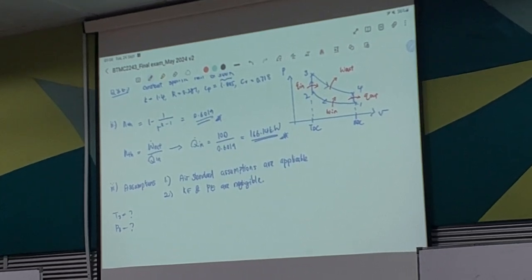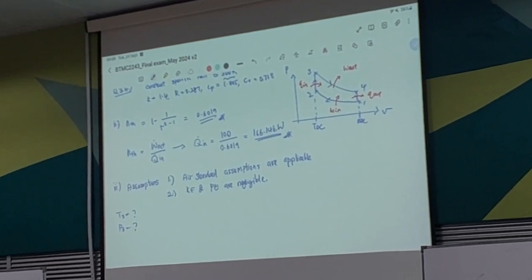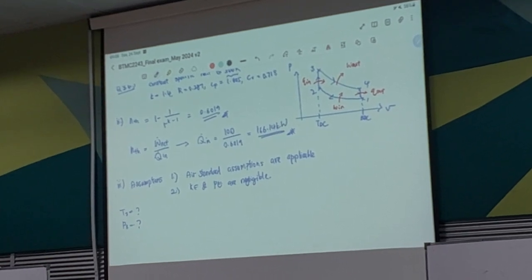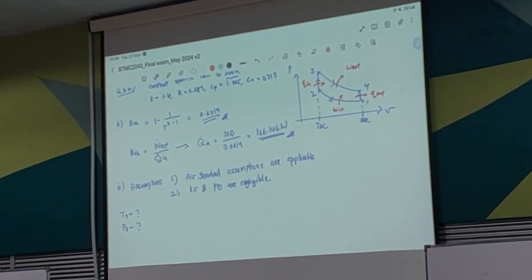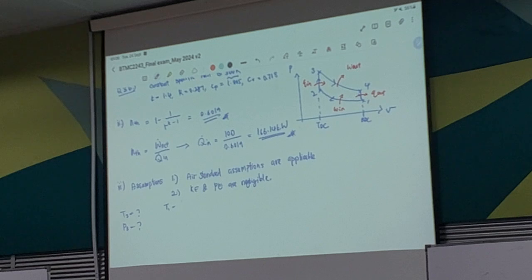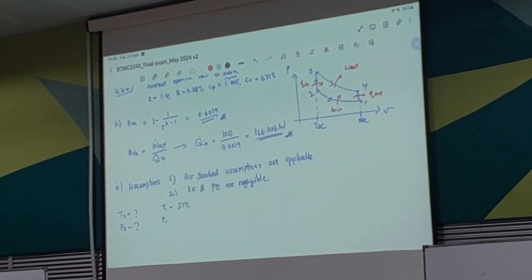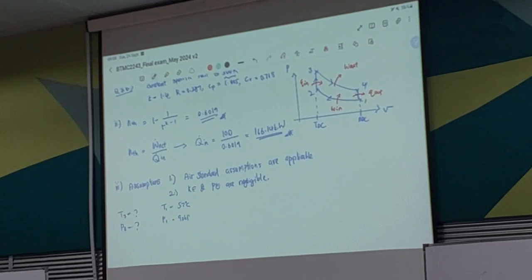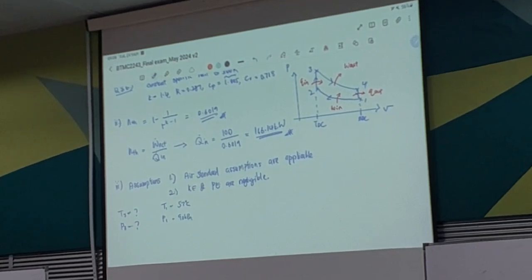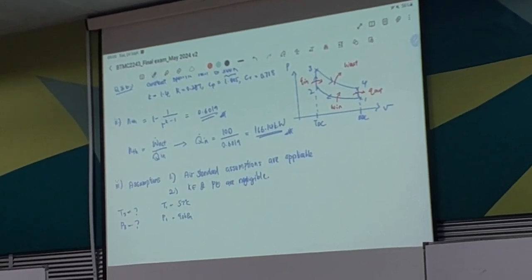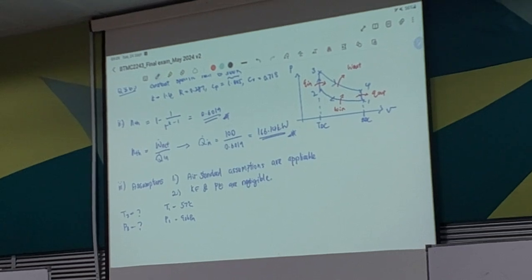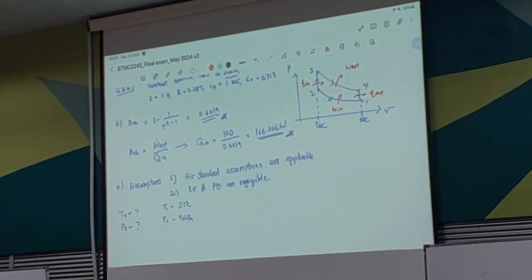Okay, so we know that T1 is 57 degrees Celsius. P1 is 90 kilopascal. Okay, so we can start solving from here.